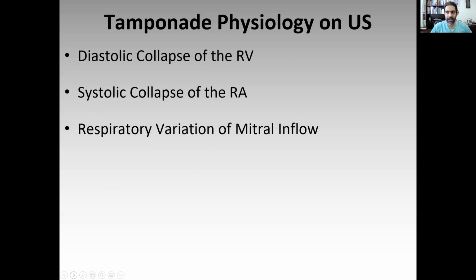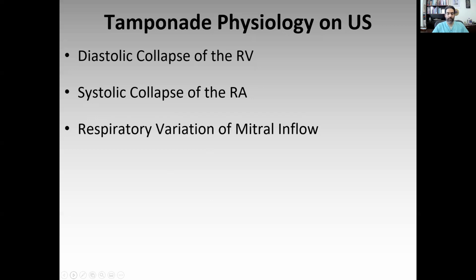So what is tamponade physiology, at least on ultrasound? There are three things that we should be able to identify on ultrasound to lead us to the diagnosis of tamponade. We talked about the first two in the basic talk. We talked about identifying diastolic collapse of the right ventricle. We talked about identifying collapse of the right atrium, which occurs during ventricular systole.